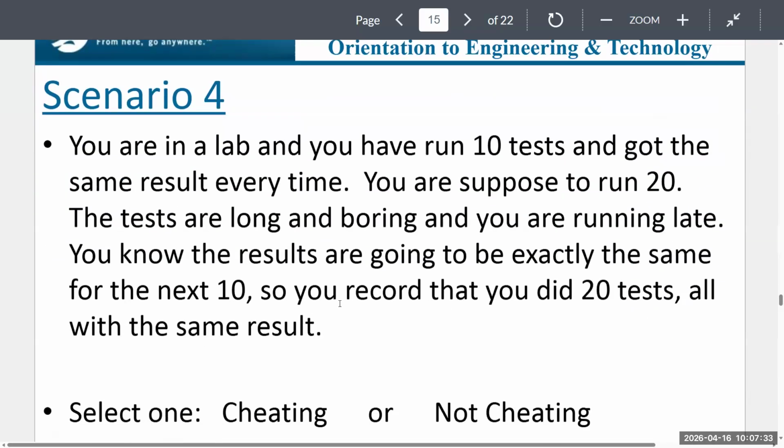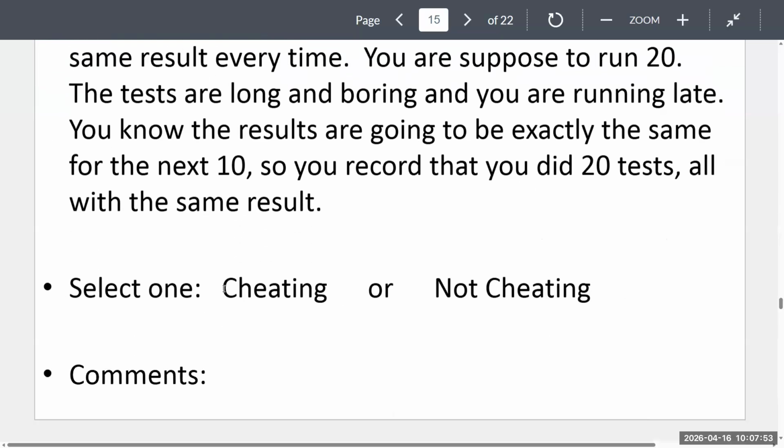Scenario 4: you are in a lab and you have run 10 tests and got the same result every time. You're supposed to run 20. The tests are long and boring and you are running late. You know the results are going to be exactly the same for the next 10, so you record that you did 20 tests, all with the same result. This is cheating.